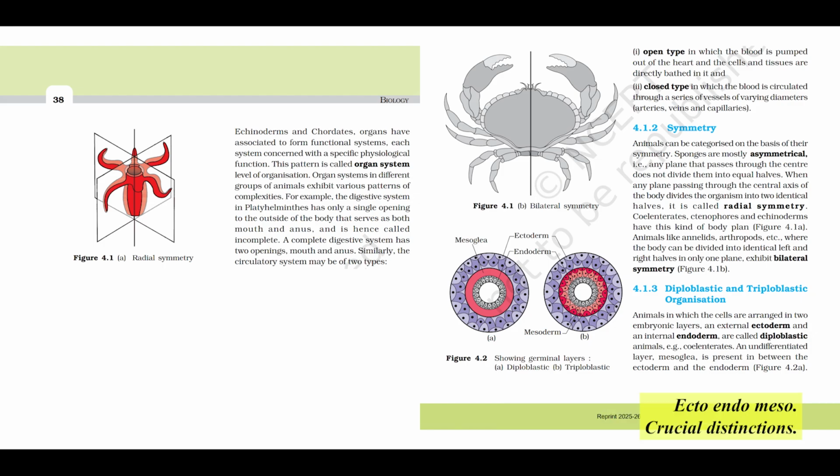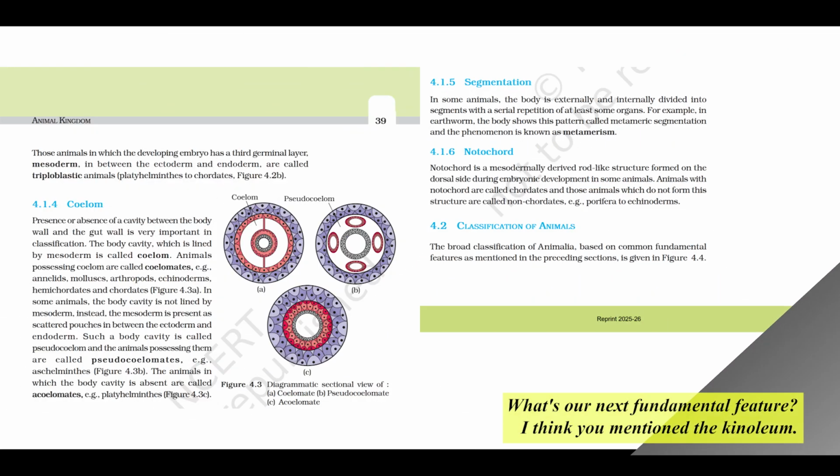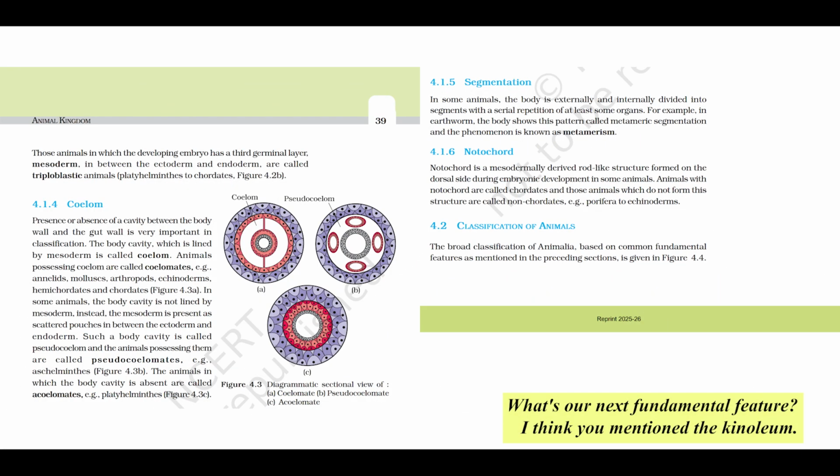Wow, okay. Ecto, endo, meso. Crucial distinctions. What's our next fundamental feature? I think you mentioned the coelom. Yes, the coelom. The coelom is basically the body cavity. Specifically, it's the fluid-filled space located between the body wall and the gut wall. Its presence, absence, or the way it's formed is a very important criterion for classifying animals.